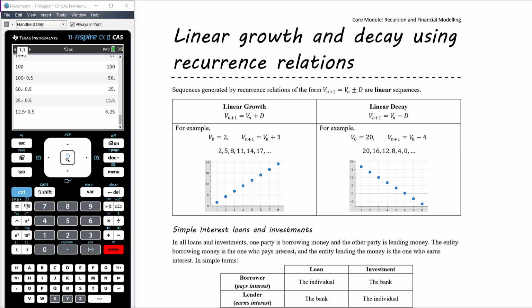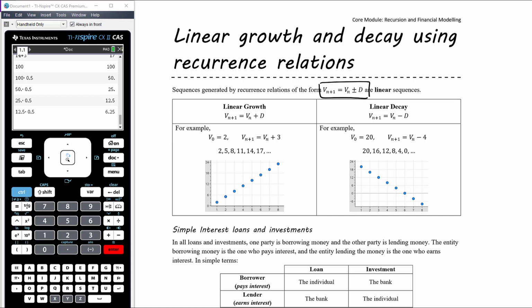Okay, so in the previous video, we introduced the idea of a recurrence relation as a way of describing a sequence of numbers. And now what we want to start to do is apply those concepts to financial maths applications. So what we want to focus specifically on today are problems that involve linear growth and decay. Okay, and so they are sequences that look like this.